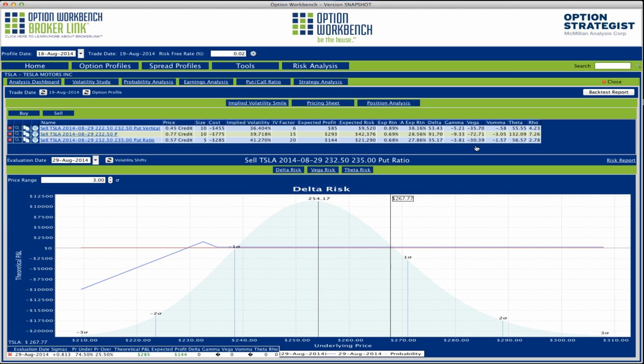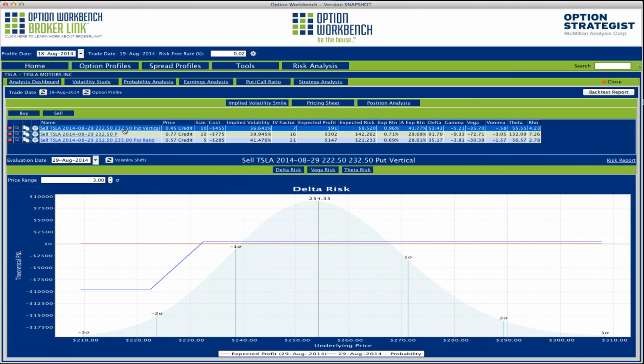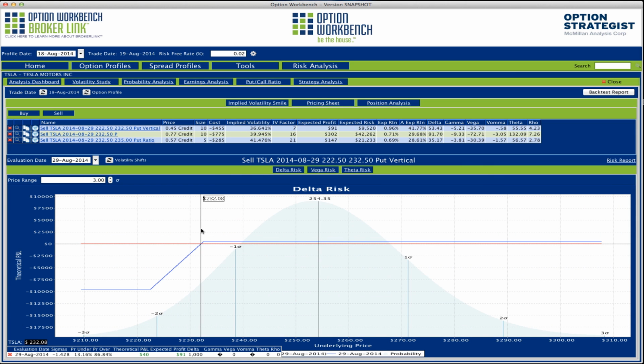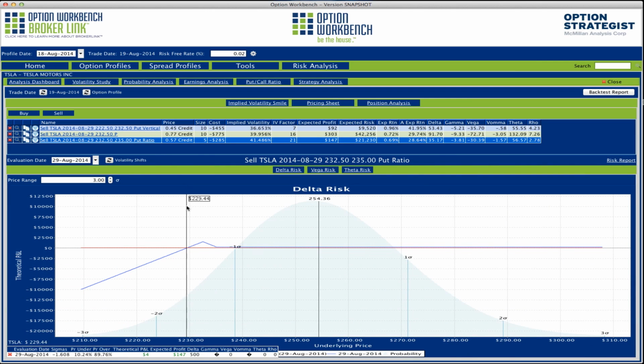It's also got lower gamma, lower delta, so I have much fewer deltas on this. The vega is a little bit lower, and the time decay is about the same as the put vertical. But if you look at the profit chart, our put vertical has a downside break even right now of about 232, let's call it. At 232 on the put ratio spread, I'm pretty happy with that.